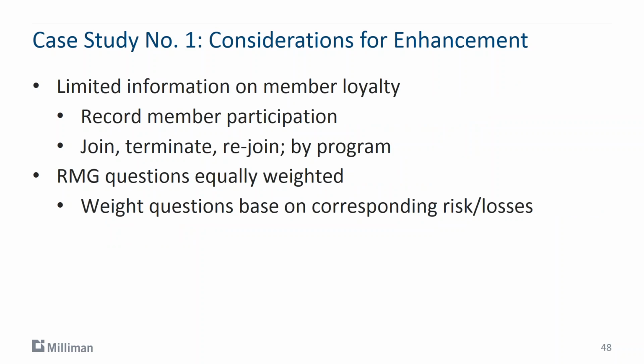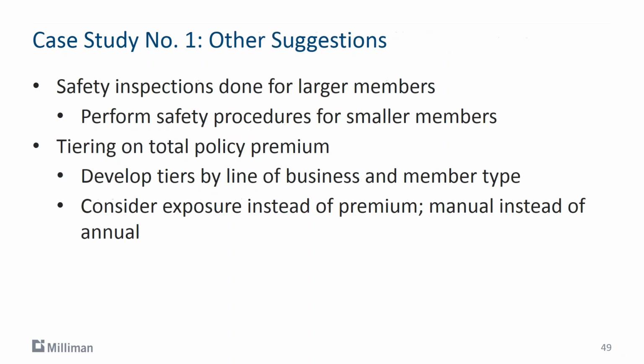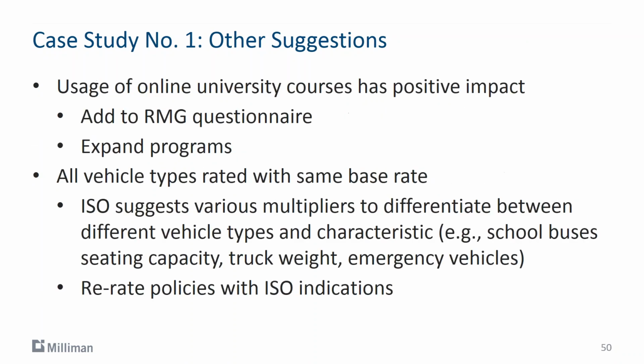They had limited information on member loyalty. We suggested collecting that information. The risk management guide questions had some really great questions, but they were equally weighted, and we considered perhaps weighting those differently based on the corresponding risk and losses that they uncovered. Safety inspections were done for larger members, and it suggested that perhaps that should be done for smaller members. Some tiering on policy premium we suggested.